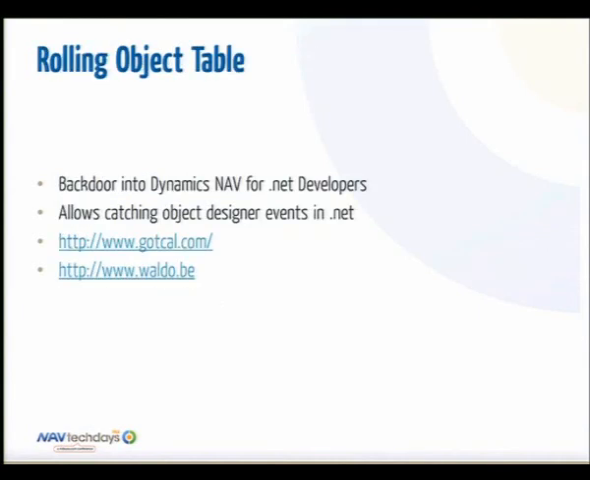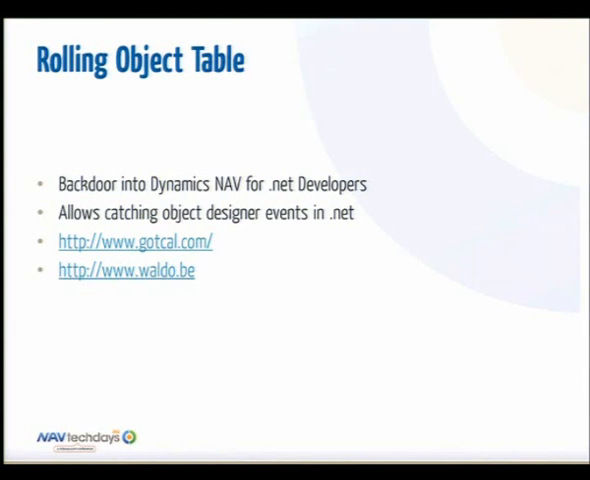Then there is something which is basically out of my scope, but I know that some partners use it, which is called a rolling object table, which is a backdoor into Dynamics NAV for .NET developers. And if you're really good in doing things in .NET, you can catch changes and do your complete object management outside of Dynamics NAV. There are some links with blogs where you can find information about that to do it yourself.